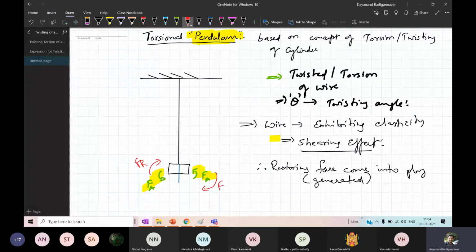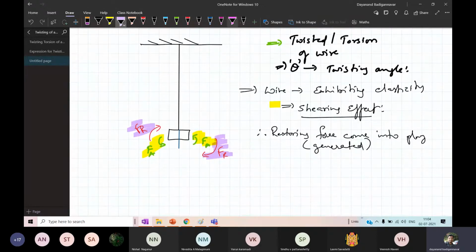Now this restoring force and this restoring force, they will form a couple. That couple is called the restoring couple. Okay, so this couple is called the applied couple, Fa, the couple that is due to the applied force is called the applied couple, and the couple that is due to the restoring effect of the wire is called the restoring couple.